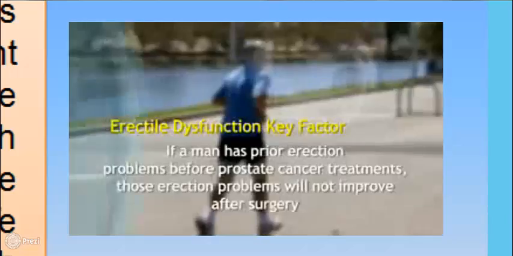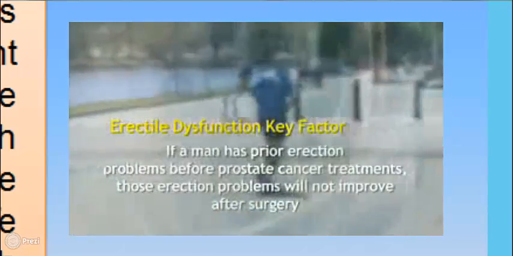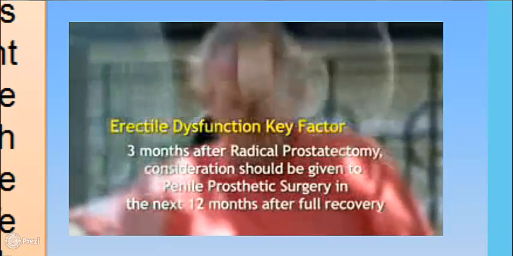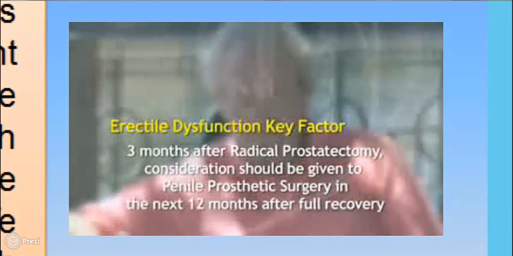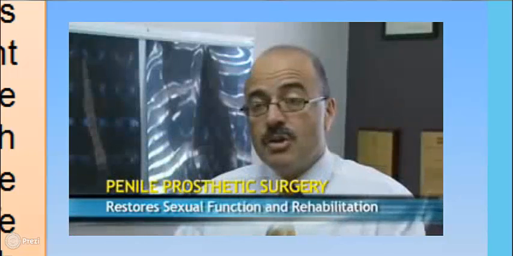Many men leave the decision to have a penile prosthesis far too long. If a man has poor erections prior to surgery for prostate cancer, those erections will not improve after surgery. Therefore, 3 months after radical prostatectomy, once the man is well recovered, he should consider penile prosthetic surgery. That then restores his sexual function and completes his rehabilitation.